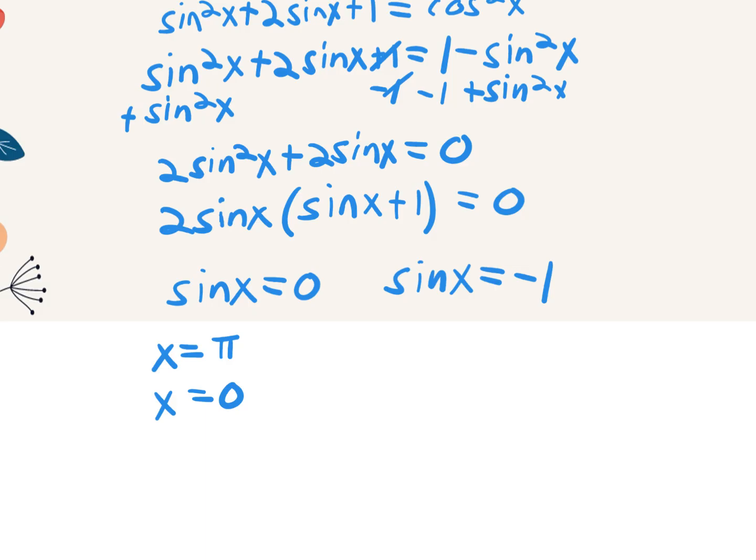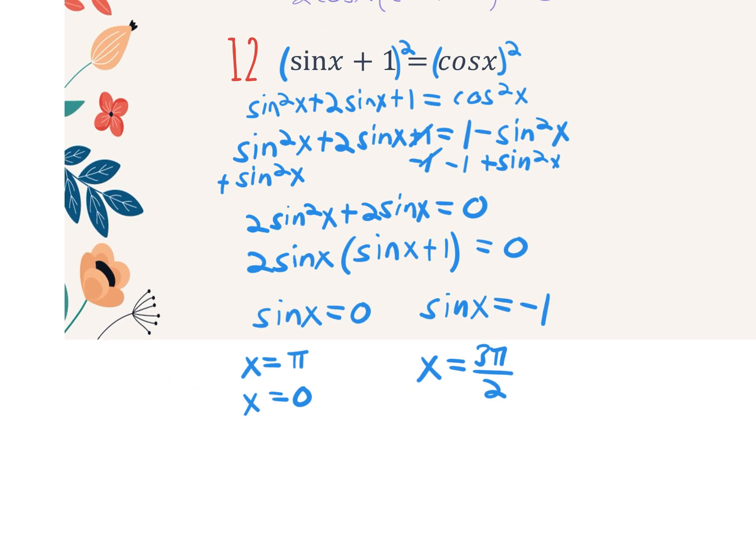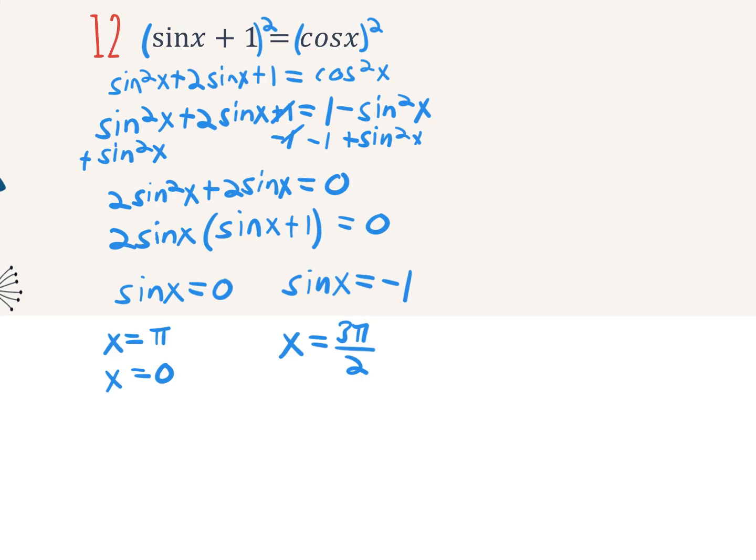All right, and then what about sine of x equals -1? Where does sine equal -1? Yes, so we're going to do x equals 3 pi over 2. Okay, good. So we got 3 answers. What should we do now with those answers?